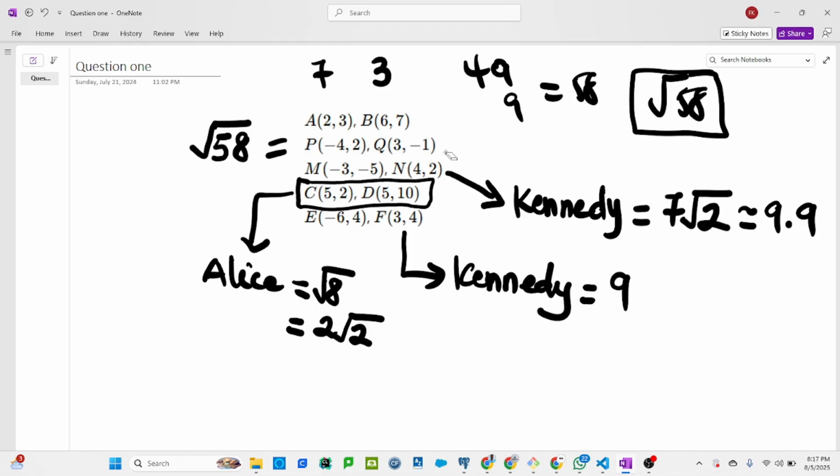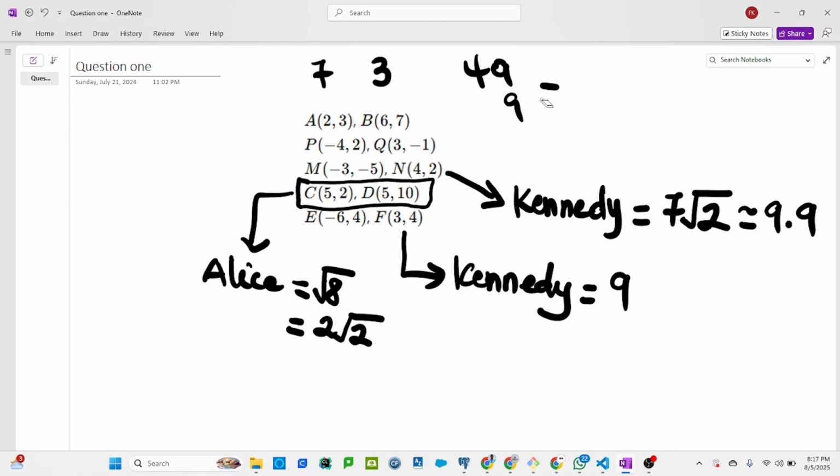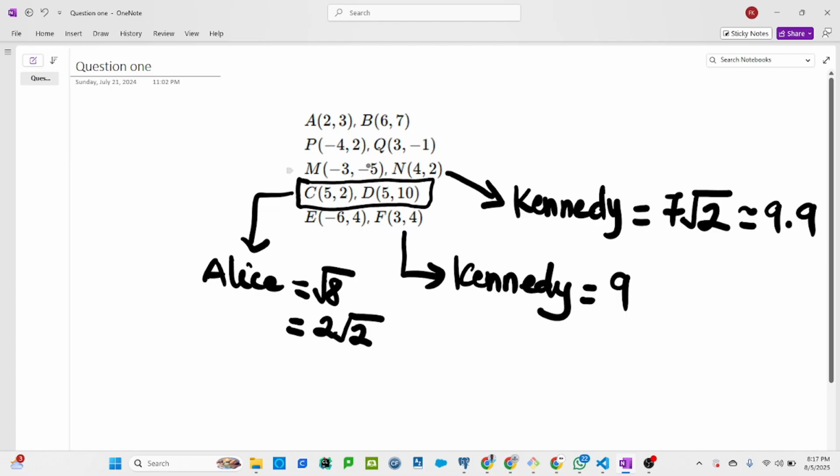Let's go to the next one. This one is also correct. So Kennedy has solved the next one again. Let's confirm quickly. We have 4 and this, that will give you 7. 7 squared, right? And this second one will give 7 again.